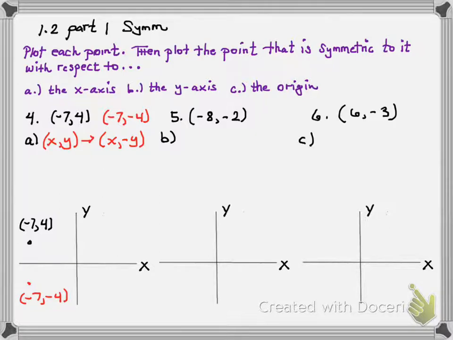Alright, let's move on to number 5. We're going to take negative 8, negative 2, and we're going to plot a new point that's symmetric to it with respect to the y-axis this time. That means our original (x, y) will yield a new point that looks something like (negative x, positive y). In other words, our original point, negative 8, negative 2, will get a point where I want the opposite of negative 8. That would be positive 8. But our y value will stay the same, which will be negative 2.